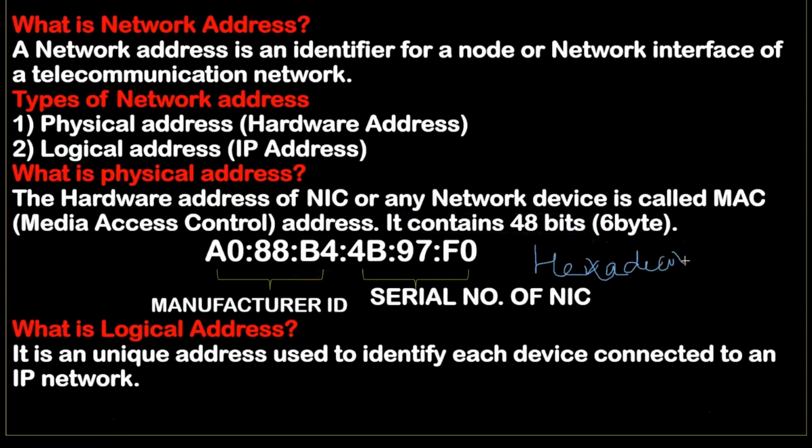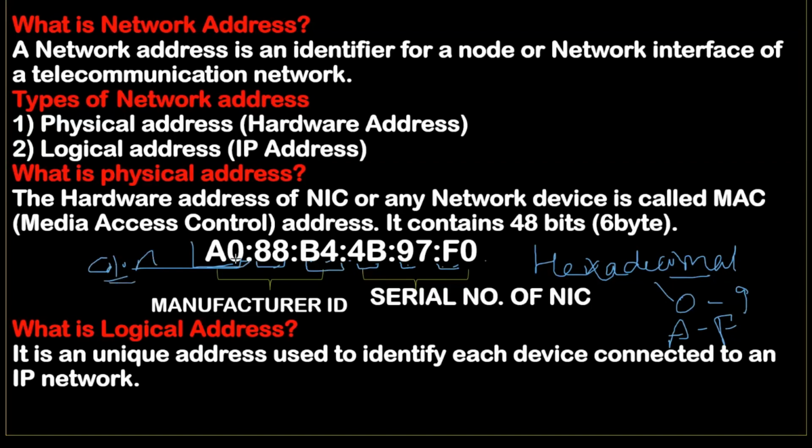Hexadecimal means only digits 0 to 9 and A to F can be there. So here you can say A0, 88, B4, 4B, 97, F0. Six fields are there, and every field is separated by a colon.